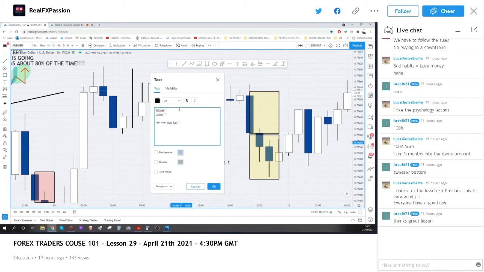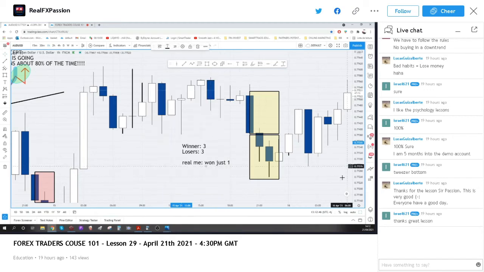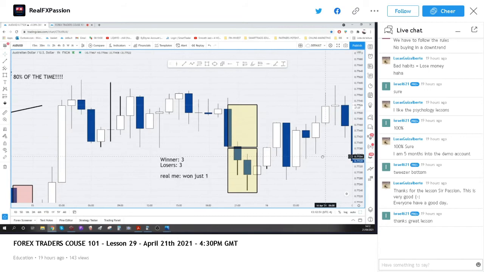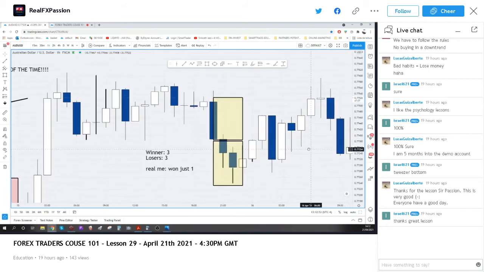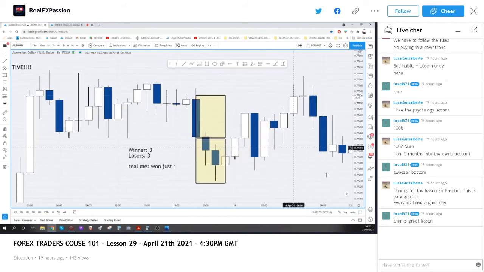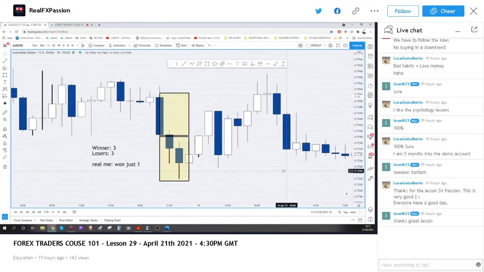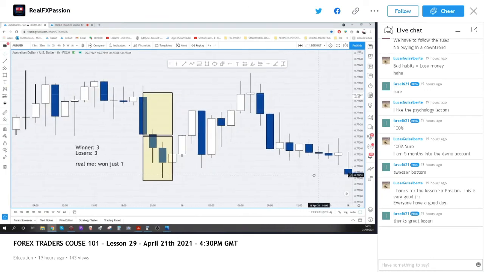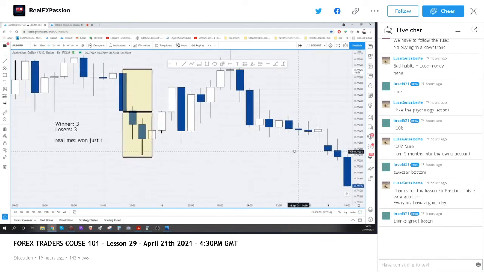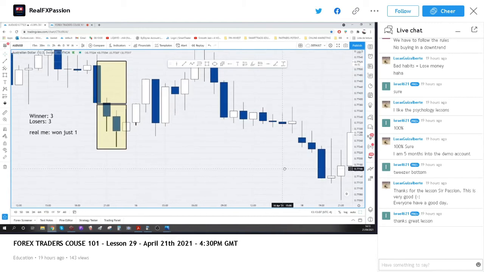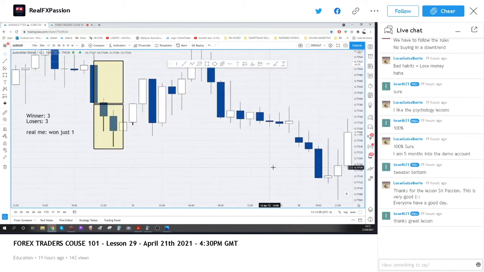Winner. 3 winners. Follow the plan. Very good. 3 winners, 3 losers. Let's see the next one. Going up and down, bearish, sideways, bearish, indecision, bearish. Whoop. What about this one?